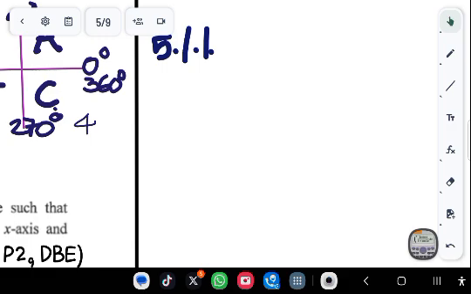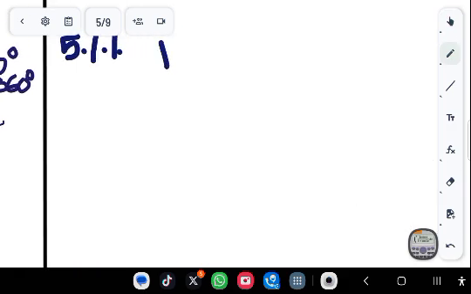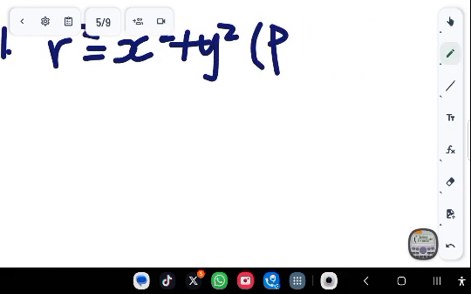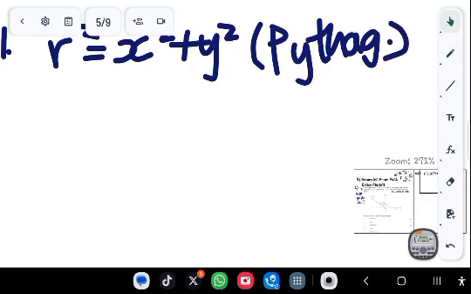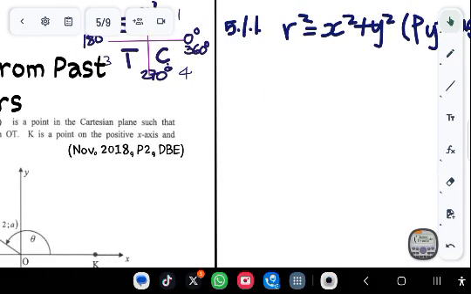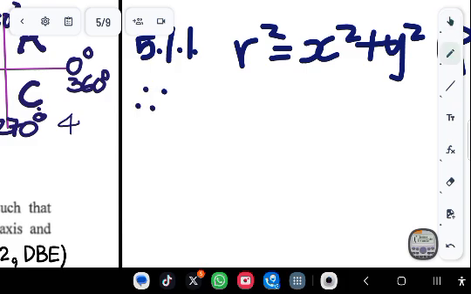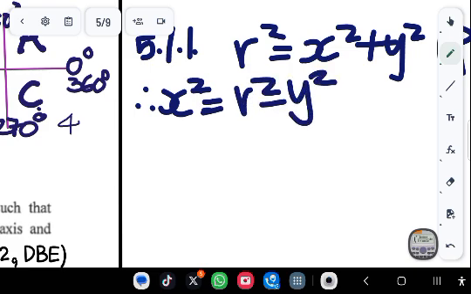5.1.1. So we use the theorem of Pythagoras. We know that r squared equals x squared plus y squared. That is the theorem of Pythagoras. Now to find x squared, there are many ways you can. Therefore x squared equals r squared minus y squared. You can write it anyhow you want to.